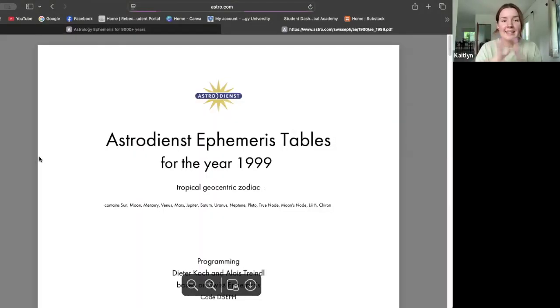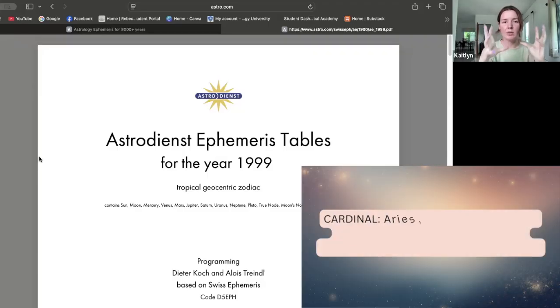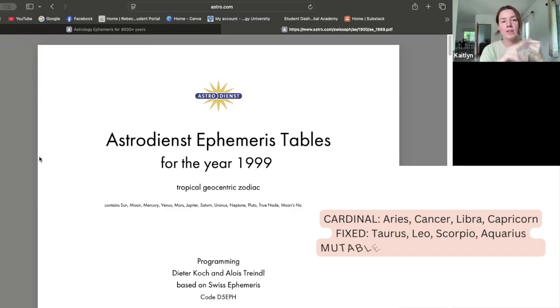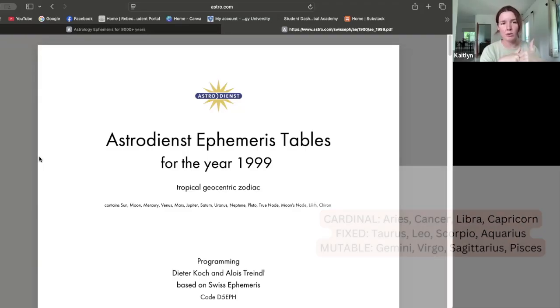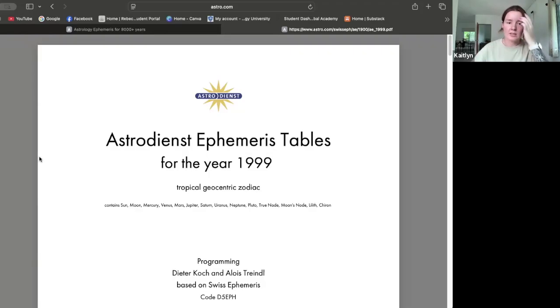So we're looking for 15 degrees of the next fixed sign. The next fixed sign is Aquarius. So we go in order. So Aquarius, then it would be Taurus. I'll also put the signs and the modalities so that you know which sign you're looking for. So for fixed placements, it's Aquarius, Taurus, Leo, and Scorpio. So I'm looking for Taurus this time around.